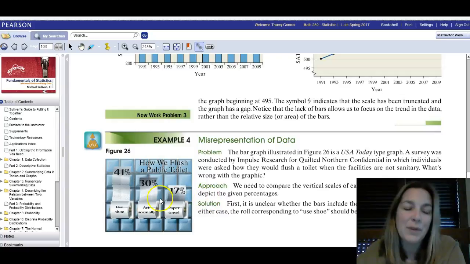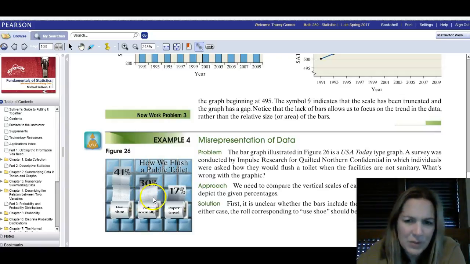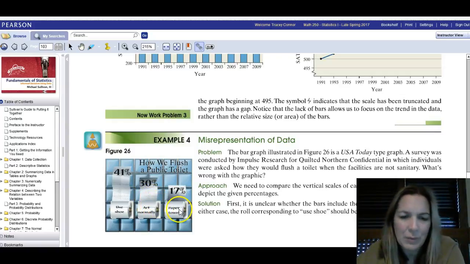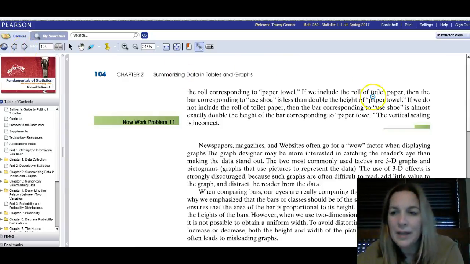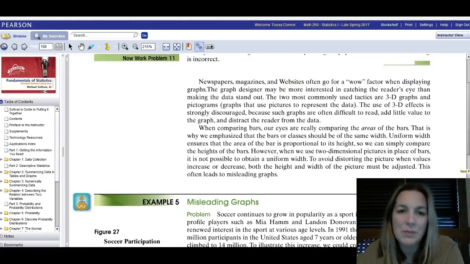Anytime you see a graph with pictures, they tend not to be true to scale. So this one looks like shoes are used just a little bit more than a paper towel. This is what people were using to flush the toilets. But these aren't drawn to scale, which is also an issue. Sometimes when you see graphs made from pictures, they'll do that. And for this one, I don't think they share a correct graph, but you want to watch for that.